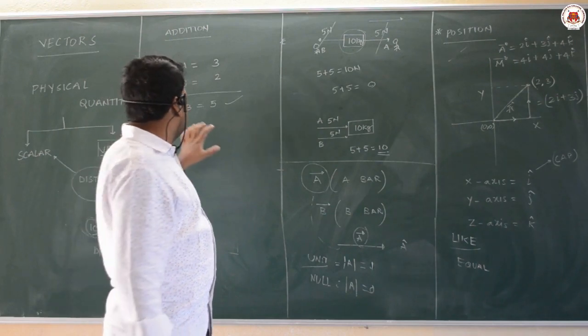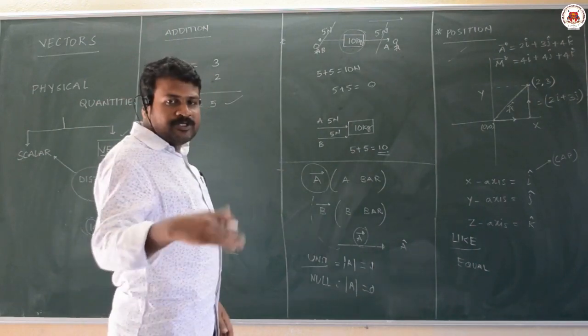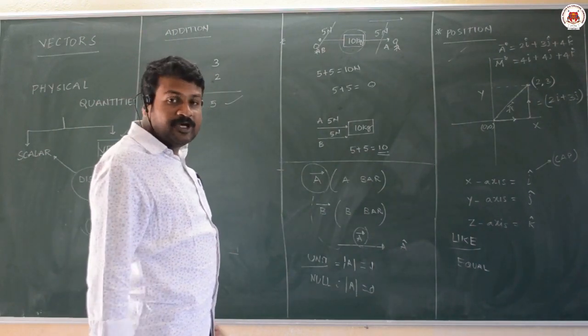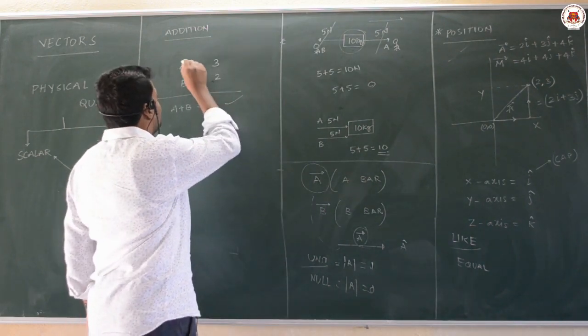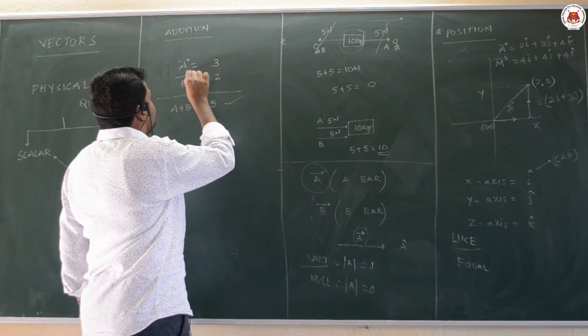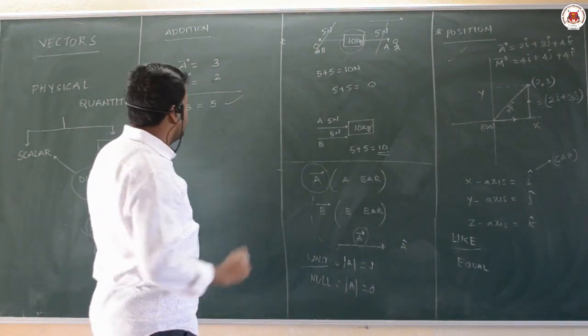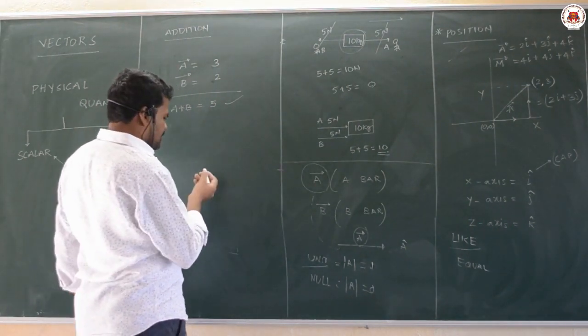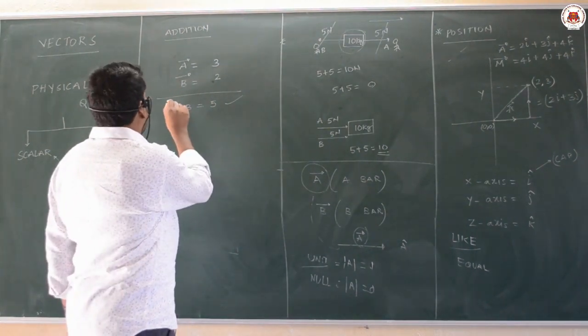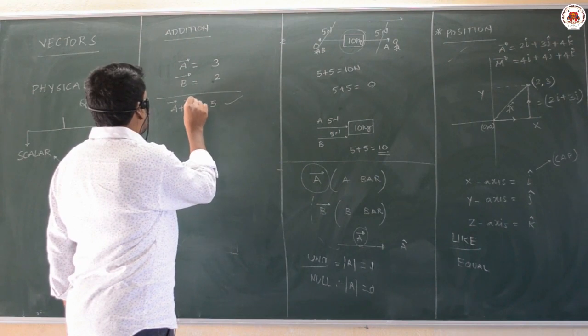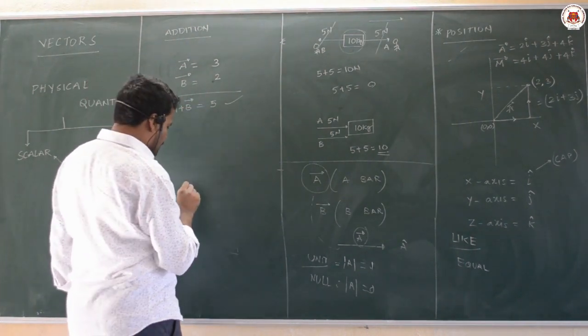So similarly, 3 plus 2 is equal to 5 is not always valid. Then how to add? Suppose these two are vectors, how to add? The first definition given in NCERT is: if you are doing the operation A bar plus B bar, first draw A bar.